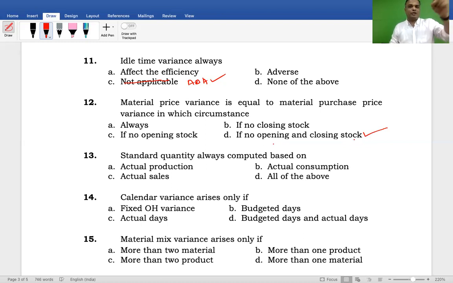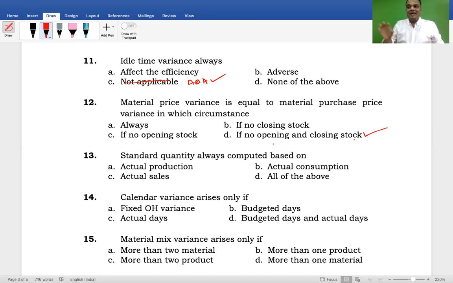Price variance is based on usage, consumption. Purchase is based on quantity purchased. If there is no opening and closing stock, then purchase quantity is equal to consumption quantity. Therefore, there is no difference between price variance and usage variance. Else, the closing stock of the previous year becomes the opening stock, and some other rate will be there. Current year purchase, some other price will be there. Then there is a difference. Understand the logic or not? Good.